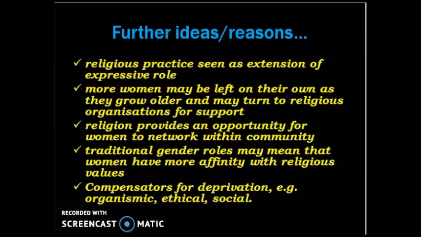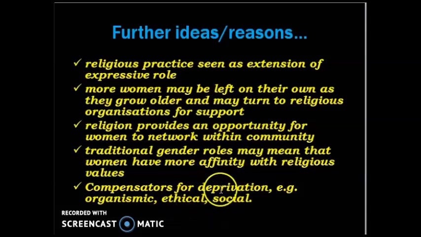So you have got things like the attractiveness of the traditional churches to women. So for example, it is seen as the expressive role. As they grow older, they might turn to traditional church for support, networking within the community, traditional gender roles, so they have the affinity with religious and conservative type values.